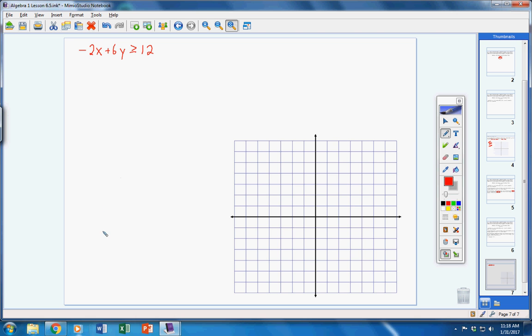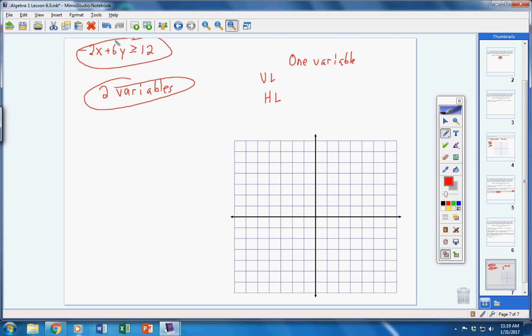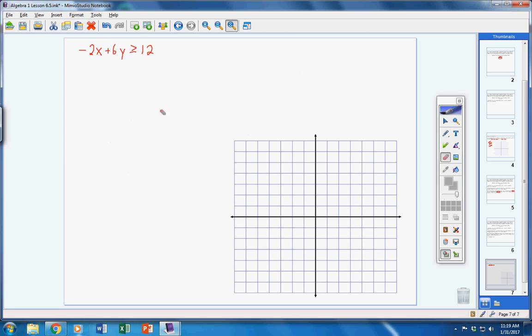Alright, now the first thing you should notice is you have how many variables? 2. If you had one variable, then you would get the variable by itself and then draw your vertical line or your horizontal line and then shade. Whenever you have one variable, the problems are pretty easy. They really are, okay? When you have two variables like this problem here, then it gets a little more difficult, alright? So the first thing you should notice is we have two variables.